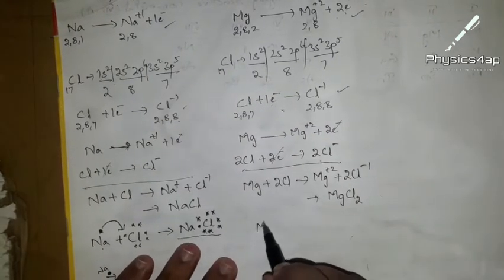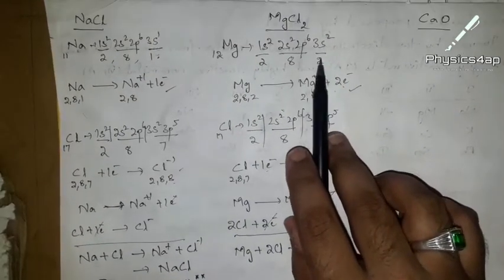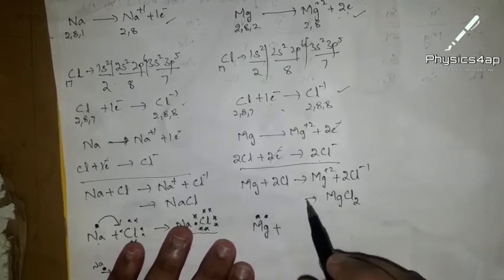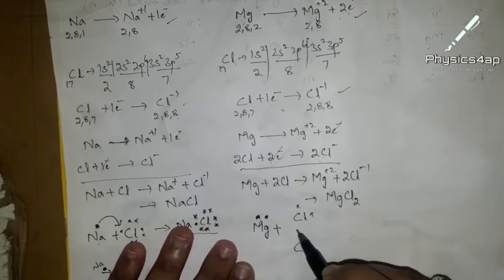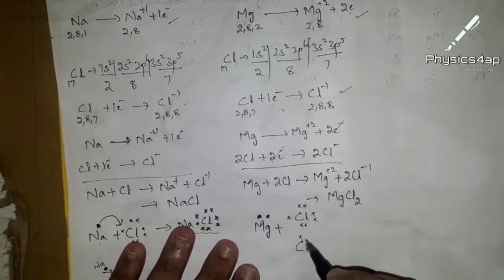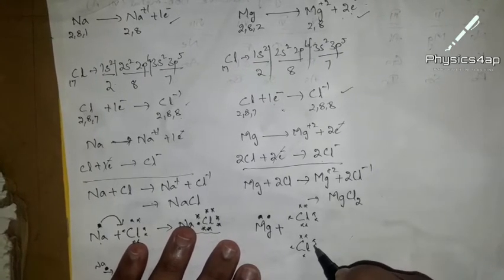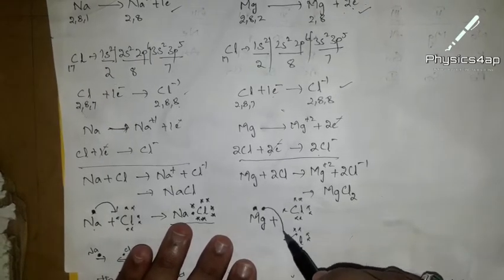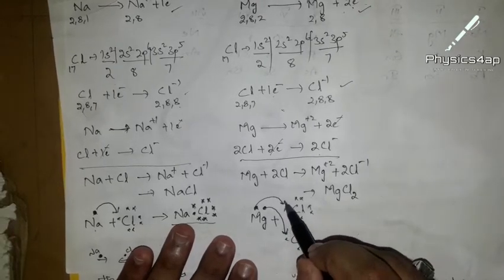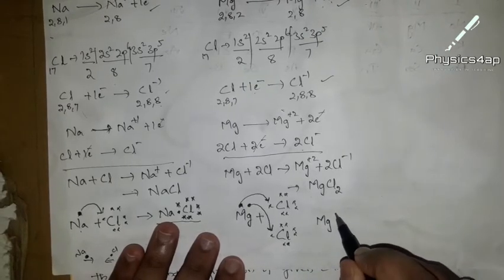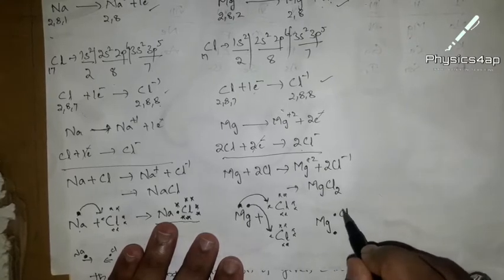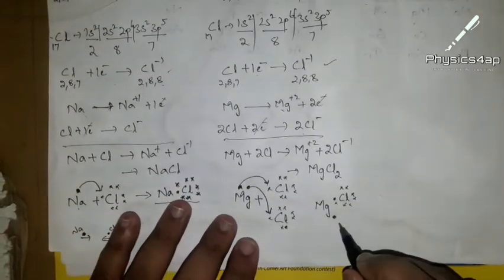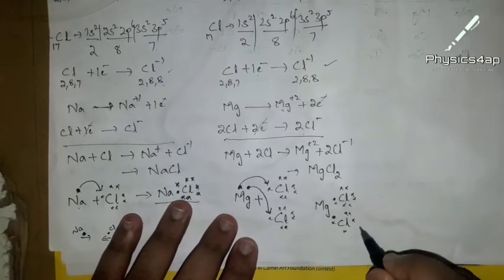Now when we draw the dot structure, we write the magnesium, which has 2 electrons in its outermost orbit, so we write 2 electrons, plus 2 chlorines, each with 1, 2, 3, 4, 5, 6, 7 electrons. Now what happened here is, 1 electron present in the magnesium is transferred to one of the chlorines, and another electron present in magnesium is transferred to the other chlorine. So what we get here is Mg, and chlorine with 1, 2, 3, 4, 5, 6, 7, and the same for the other chlorine.